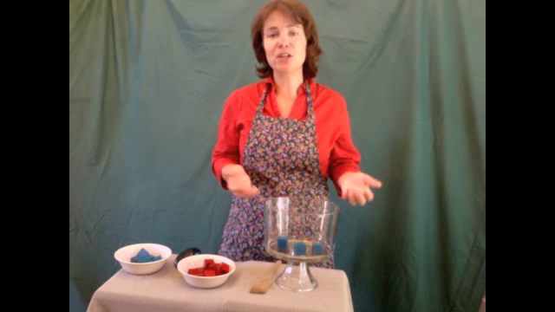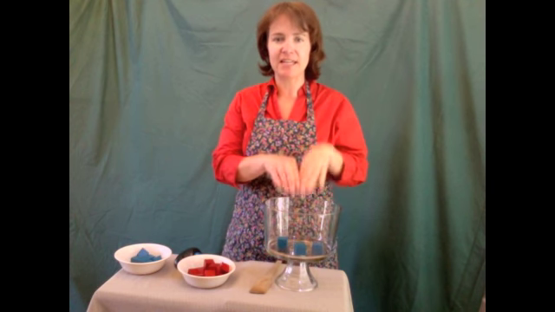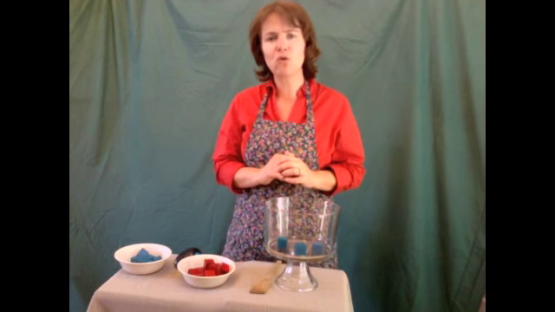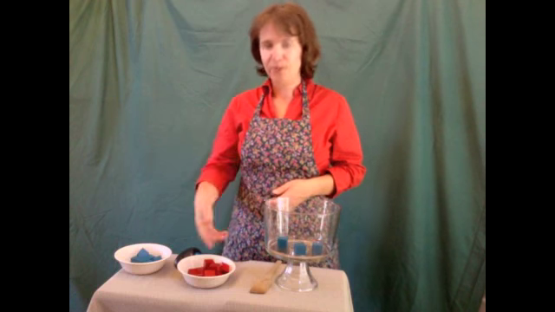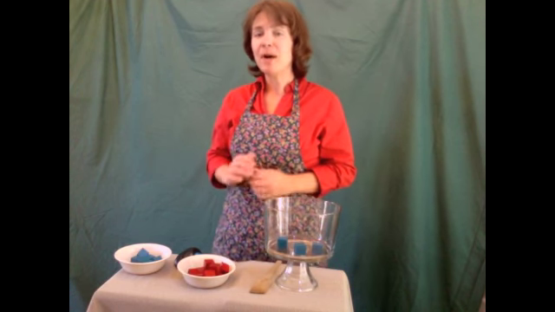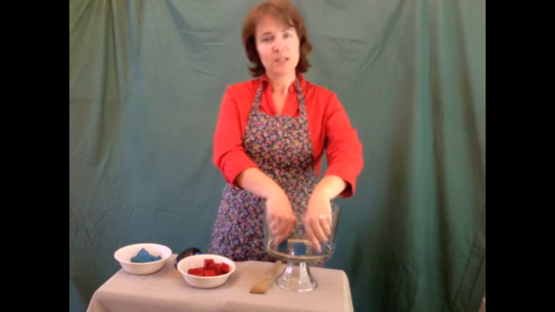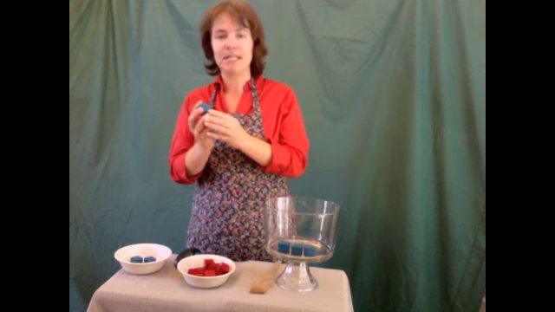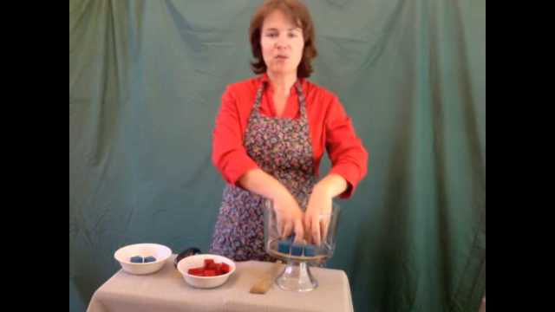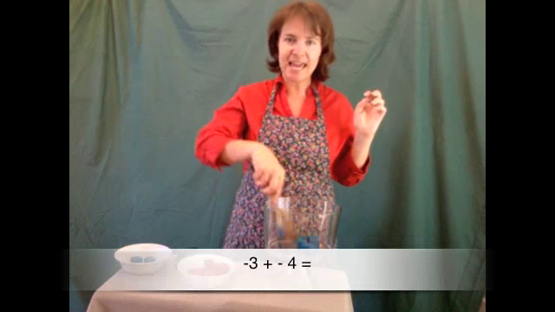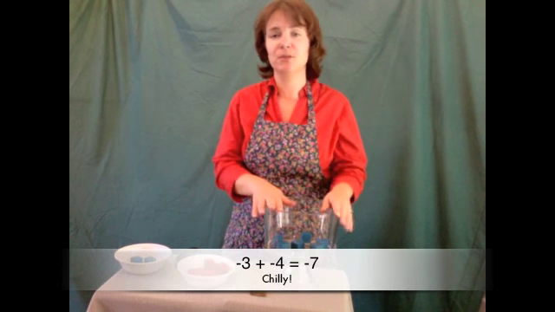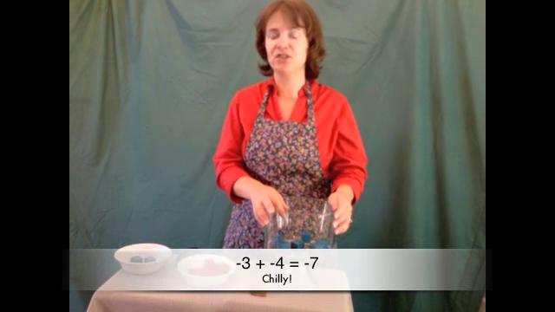So go ahead and build your -3 degree soup first. We've got 3 blue cubes in there. The temperature is -3 degrees. Now, what if we wanted to make this soup even colder? What could we do? Well, if we put in hot cubes, that's just going to make it warmer, but we could add more cold cubes. So let's say we wanted to add 4 cold cubes. I'm going to take 4 cold cubes, put them in here with the 3 cold cubes, and I have a total of 7 cold cubes. The temperature of my soup is -7 degrees.